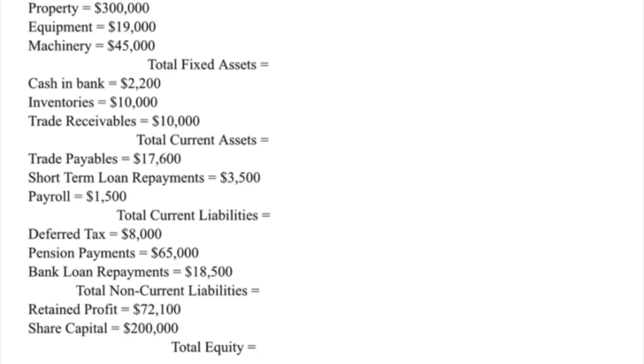Now, what I want you to do is pause the video and simply calculate the totals. So just add them up. Add up your total fixed assets, add up your total current assets, your current liabilities, your non-current liabilities, and your equity. So I'm just going to give you a minute to do so.